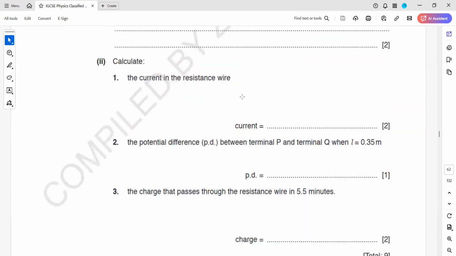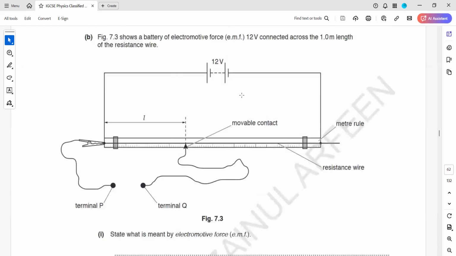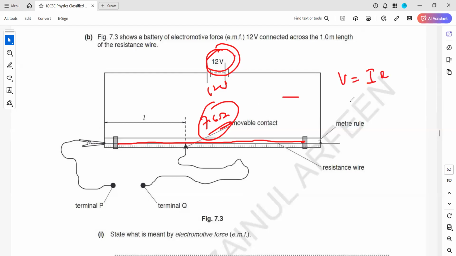The current in the resistance wire. How to find the current in the resistance wire? Look, this is a 12-volt supply, and the total resistance is 7.6 ohm. We need the current. We have the voltage 12 and the resistance 7.6, so we use the formula V equals IR. Voltage is 12, current we don't know, and the resistance is 7.6. So 12 divided by 7.6. What's the answer?